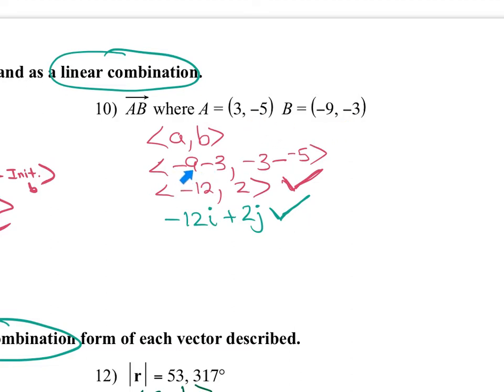So -9 minus 3 is -12. -3 minus -5, which is the same thing as -3 plus 5, would give us 2. So -12, 2 is our vector in component form, and then in linear combination form it is -12i plus 2j.